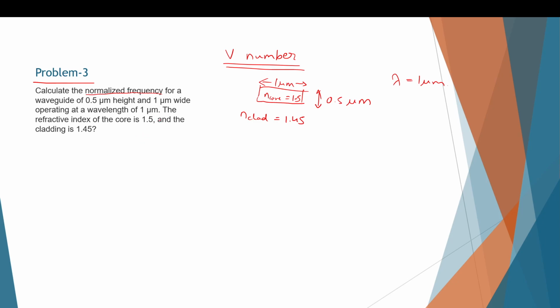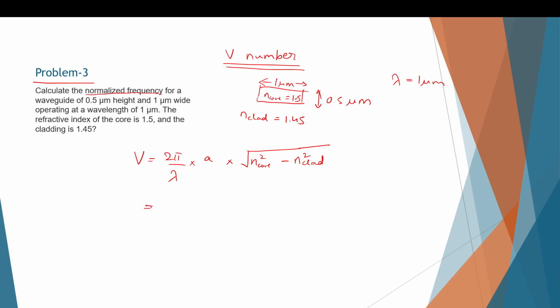After knowing all this, the normalized frequency is just V equal to 2 pi over lambda times A times root of n core square minus n clad square. So we know all the values. Now the only question here is, should I take this A to be my width or to be the height?